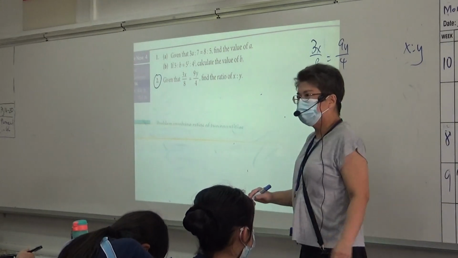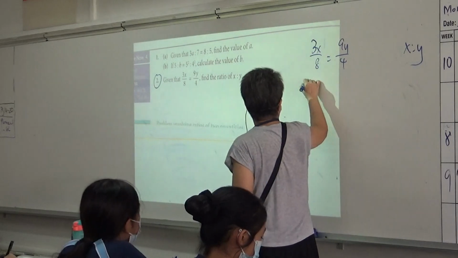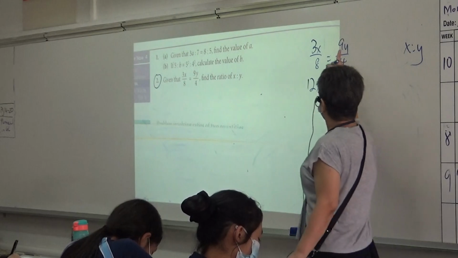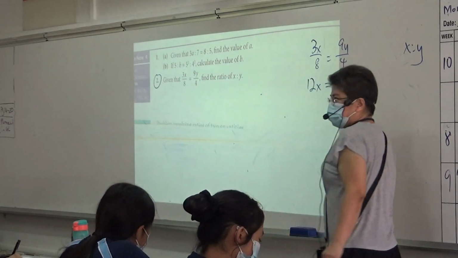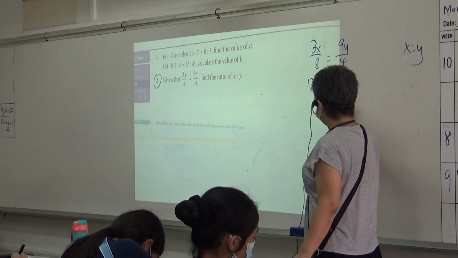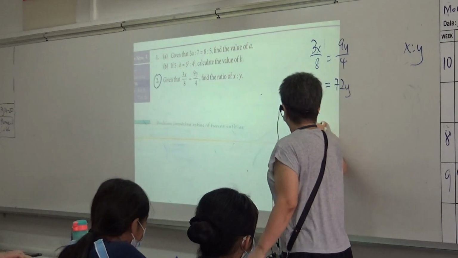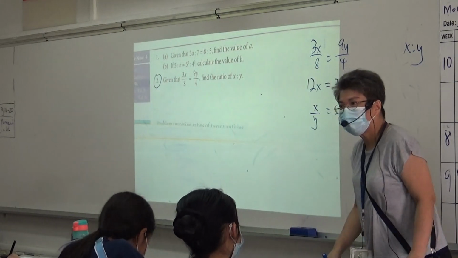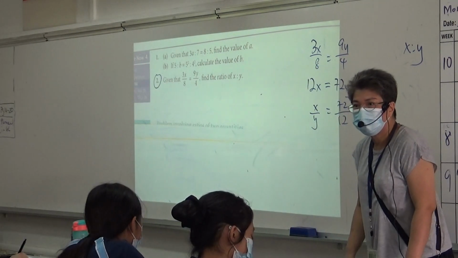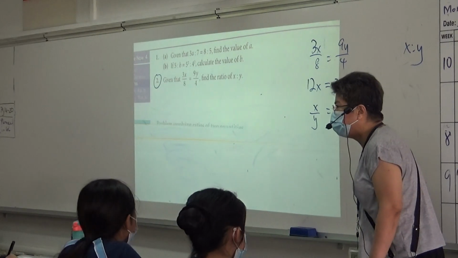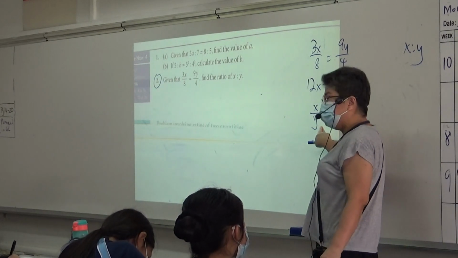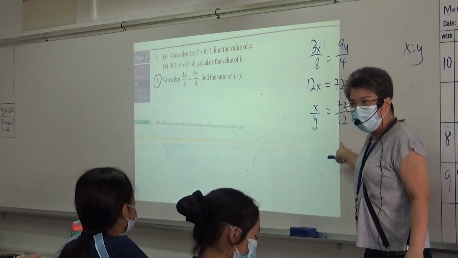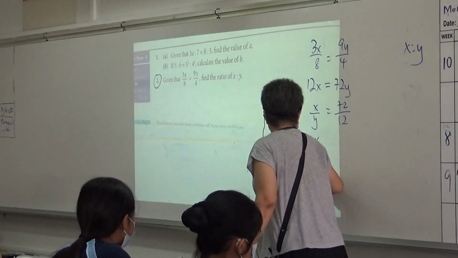Now, I'm going to do a cross multiplication. What does this give me? 12x equals 72y, right? This one is times. I bring over, it becomes divide. This one is times. I bring over, it becomes divide, right? Am I right? Okay.